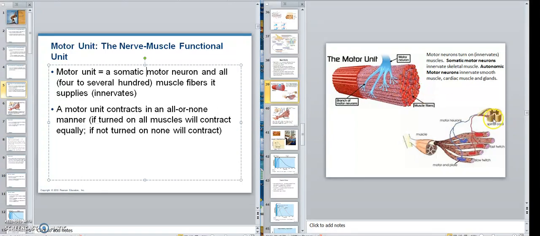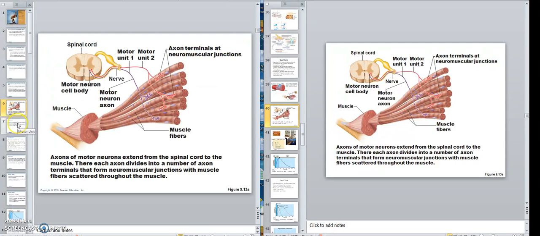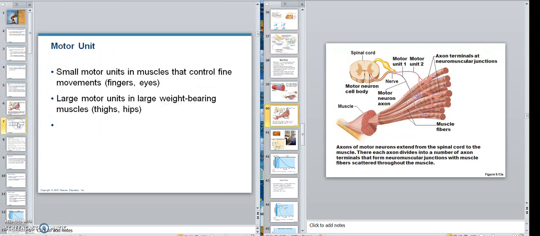All right. Here again is a look at it. Here's a motor neuron coming down and innervating. Here's two motor neurons, here's one and here's another, showing you that. All right, let's go to another picture. Here's motor unit 1, motor unit 2. See how it's going to different muscle cells? All or none. Axons of motor neurons extend from the spinal cord all the way to here. Okay, so here's a picture again. All right, let's go further now. Study this on your own.